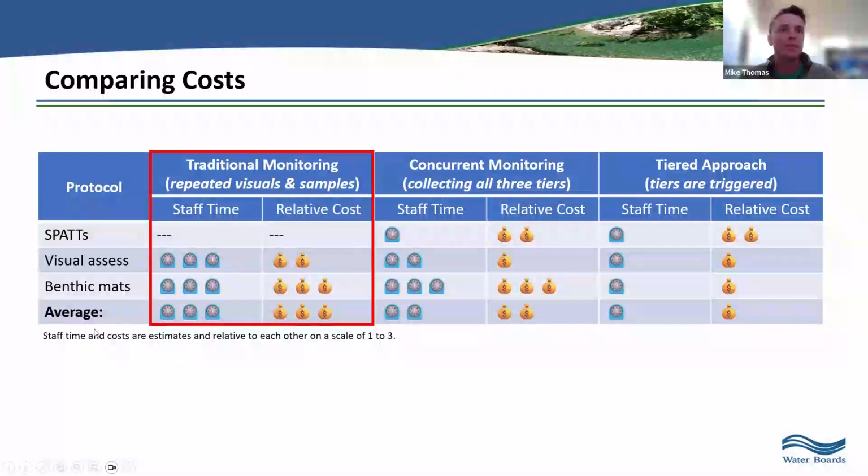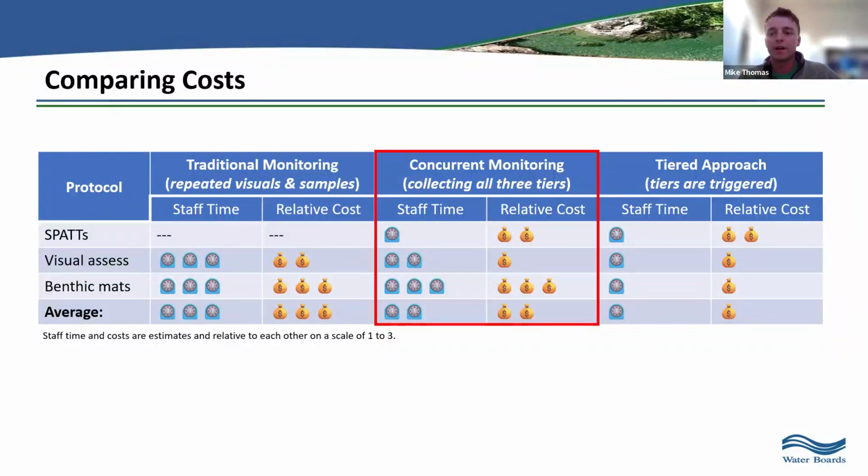So time and money is shown here on a scale of 1 to 3, with 3 being more time or money. Under traditional monitoring, there are no sentinel SPATs to indicate potential health risks upstream. So more time and cost is spent conducting visual assessments as well as collecting repeated benthic mat samples.